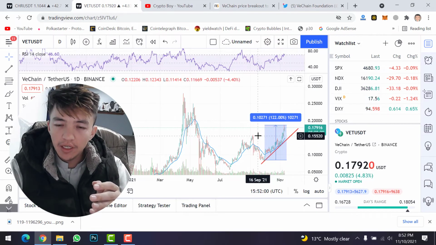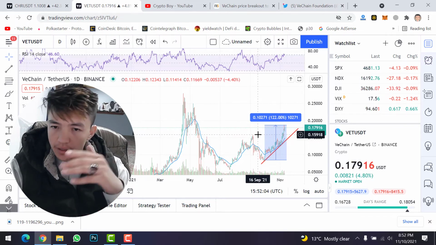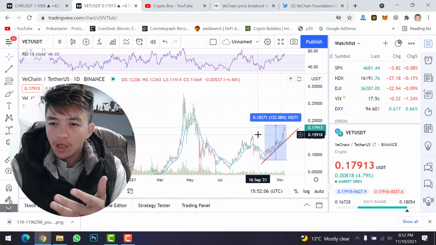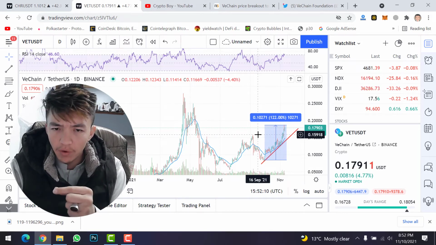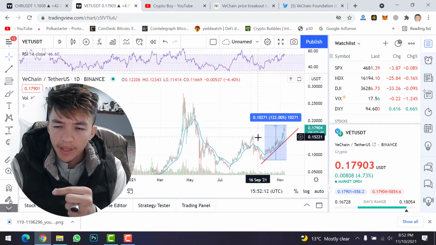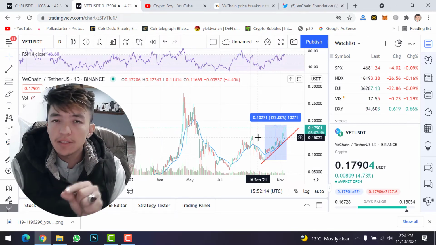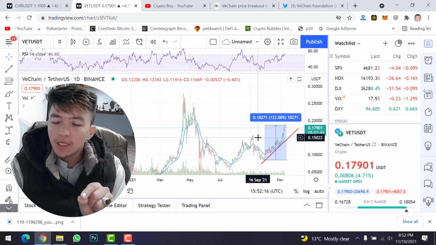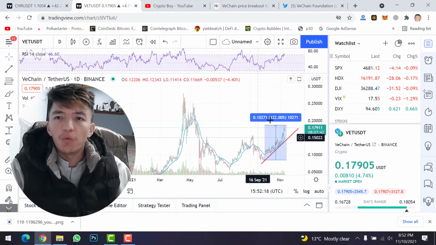Here you can see this is the resistance. So the next level will be the support level in here. 5918 will be the support level, and then you can see yes, 15 and 16 cents is the support level of Vechain, and you can buy from that point.